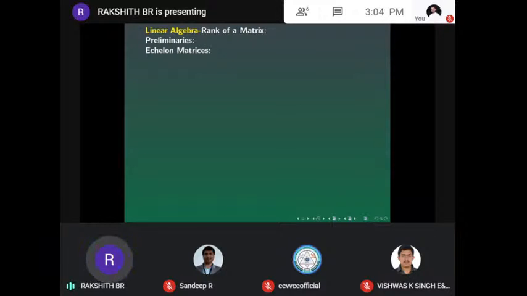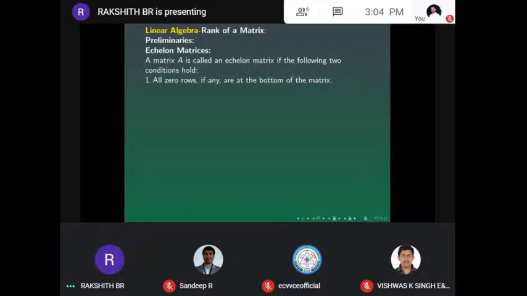Before stating the definition of rank explicitly, let me tell you what is meant by an echelon matrix. A matrix A is said to be an echelon matrix, or we say that it's in echelon form, if it satisfies 2 conditions. Condition number 1: all zero rows in that matrix, if any, must be at the bottom of the matrix.